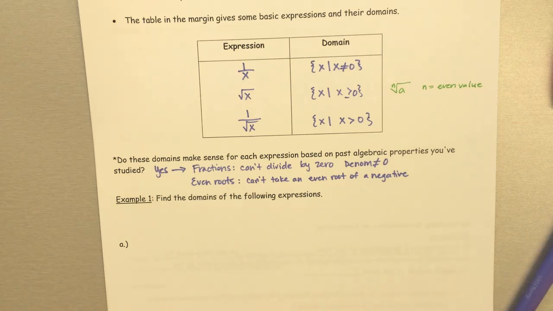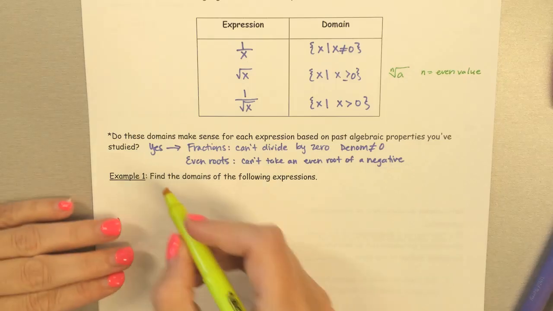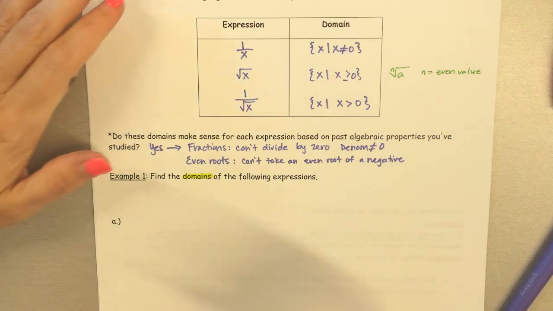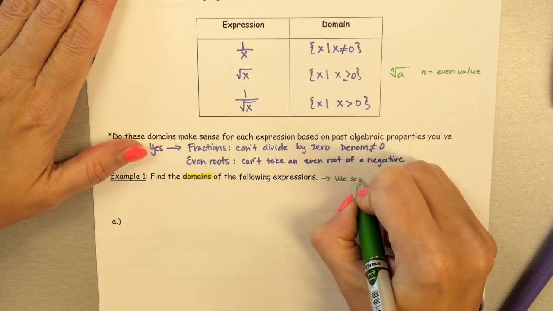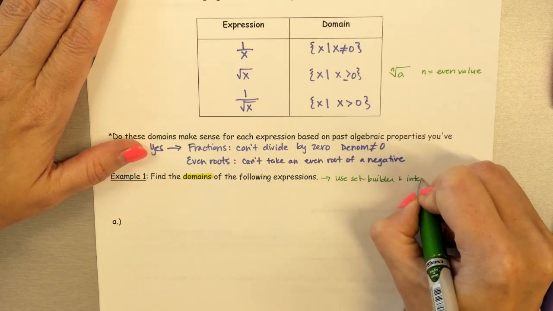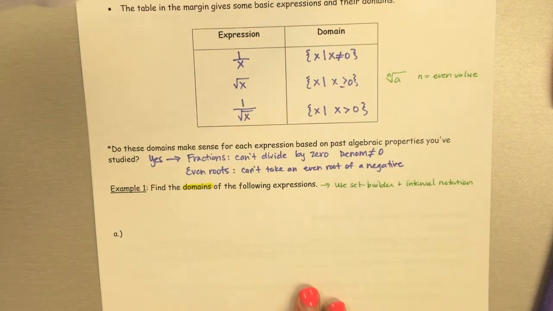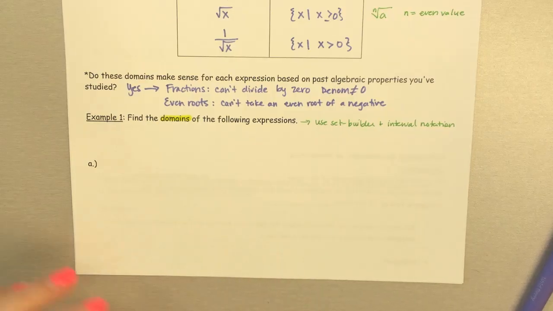Okay, so we are going to find domains for the following expressions. And when we're doing the domains, we're going to write them in both set builder and interval notation. Okay, your quiz will ask for both as well. So when you're practicing, you're going to want to practice both.